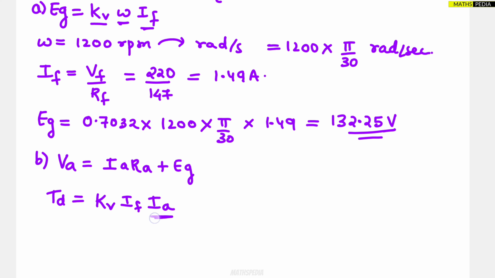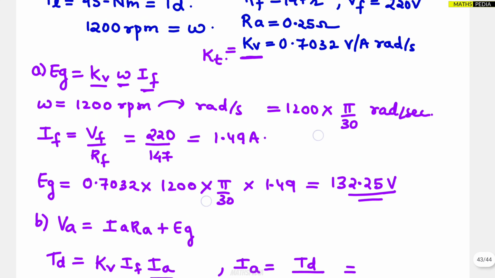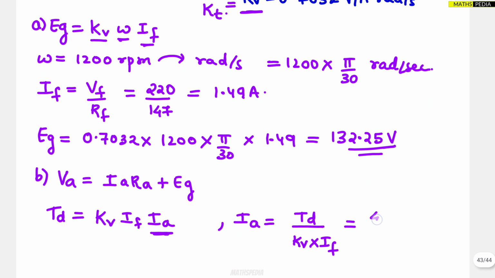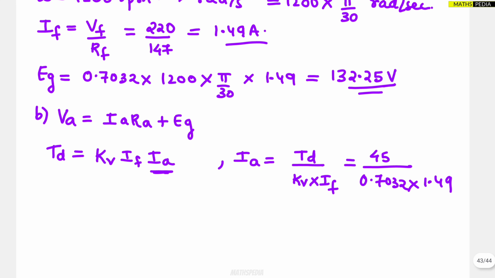Now here we are having IA, so I need IA. So IA is equal to what? TD divided by KV into IF. Now how to find TD? TD is already given in the question. You can observe that it is 45 Newton meter. So I am going to take 45 divided by the KV value, which is 0.7032, and the IF value we found out, which is 1.49. So when you substitute these values, you will be getting the IA value as 42.7.